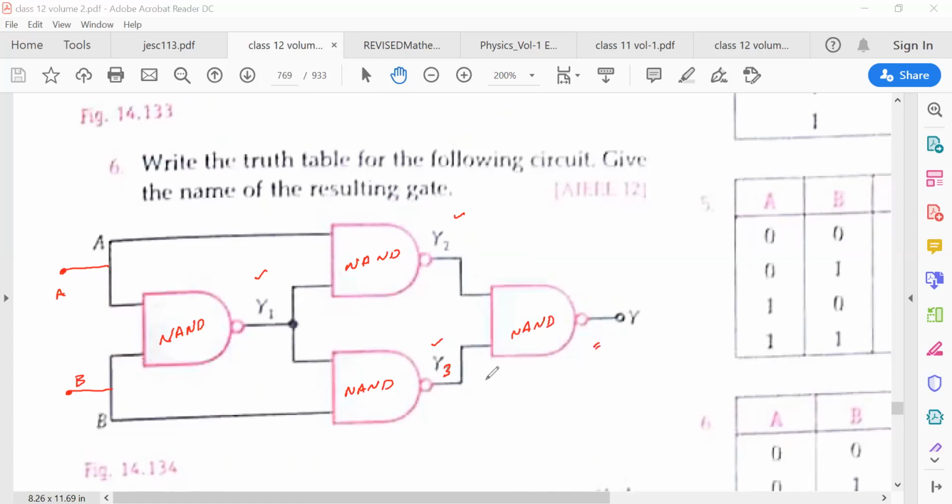Okay, so note down the truth table columns. The inputs will be in this same sequence: 0 0 0 1 1 0 1 1. Based on this, try to find y1, y2 and y3, then y. Do it fast.